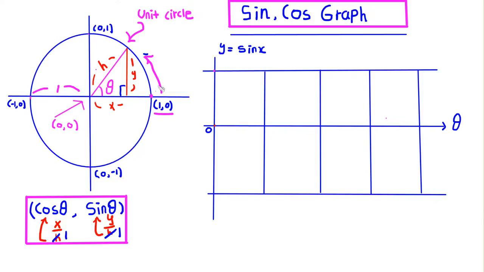But we need to be careful. Before we graph it, we need to know that we are going 90 degrees counterclockwise in order to get to the next point. So the interval between each point should be 90 degrees, which should be equal to pi over 2 radians.